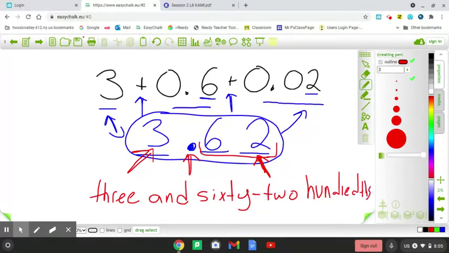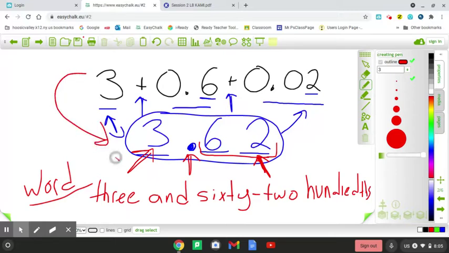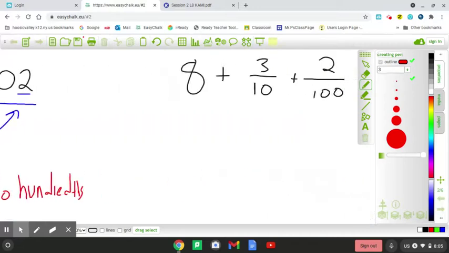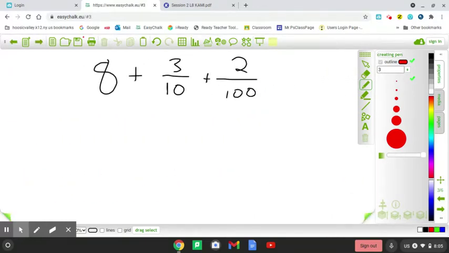And that's our word form. Word form is just the number written in words. So if you have a number in expanded form, you change it into standard form, and then you read it into word form. Try this one on your own and see what you come up with.